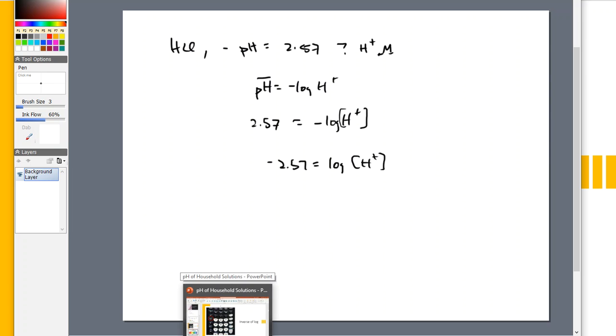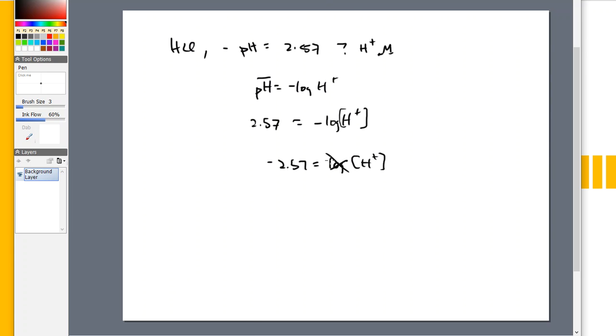So what that means is that if I have to get rid of this log, I'm going to do 10 to the whatever this value is over here to the side. So 10 to the negative 2.57. And that will give me the concentration of the hydrogen ion. It's as simple as that.